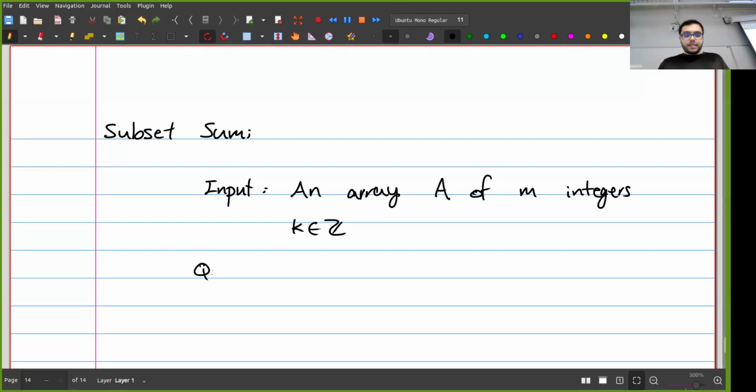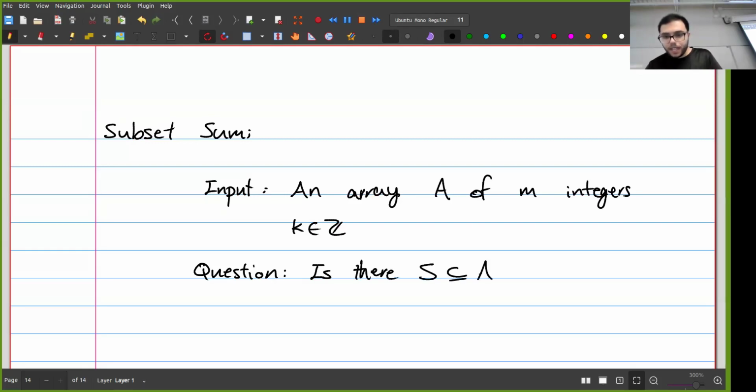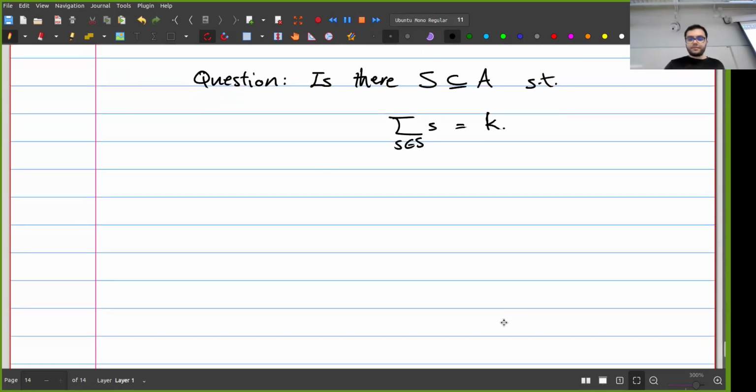And the question I'm asking you is: can you choose a subset of the integers given in the input such that they sum up to k? Is there some subset S of A, such that the sum of all the values in S is equal to k?